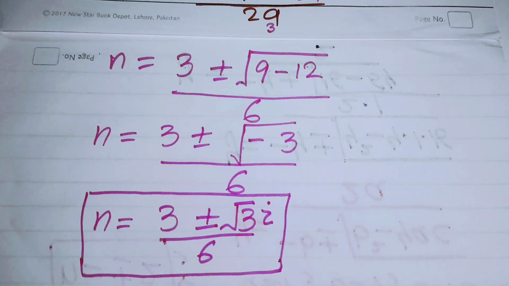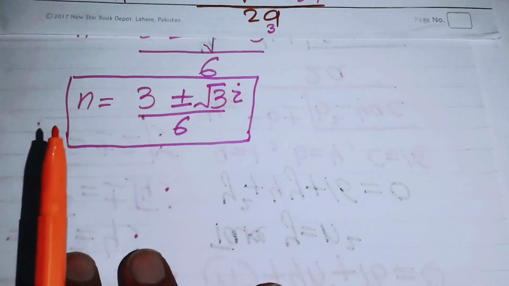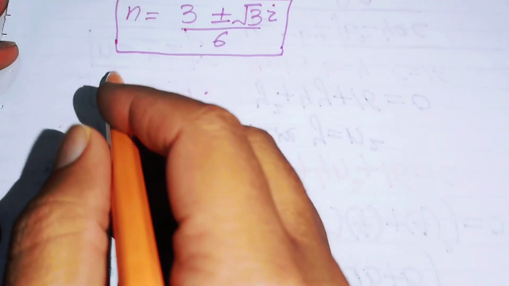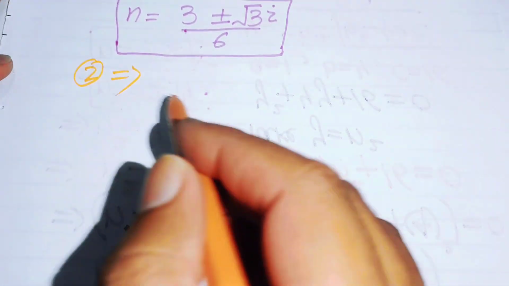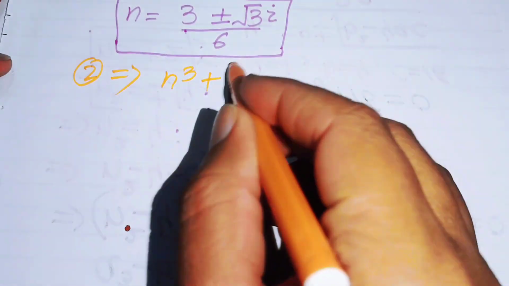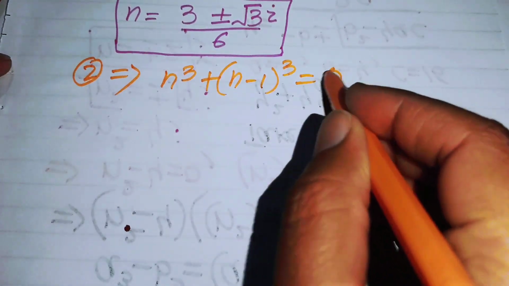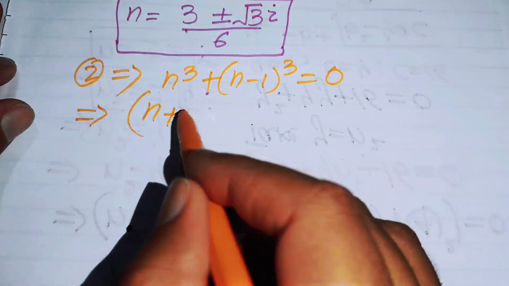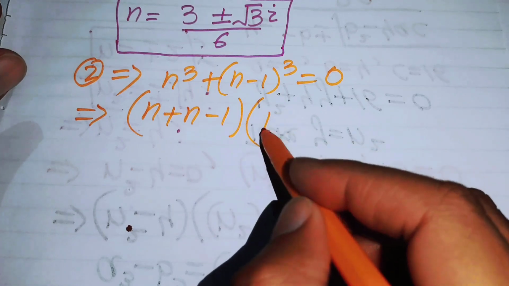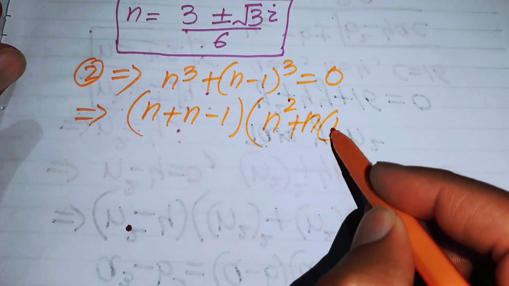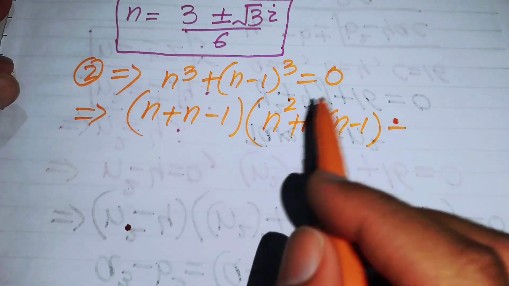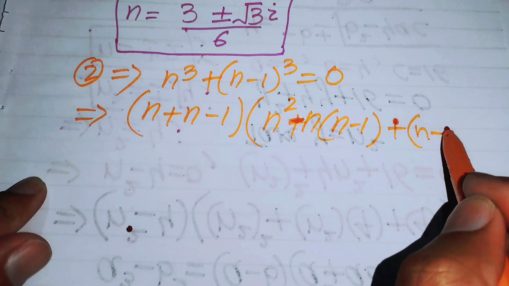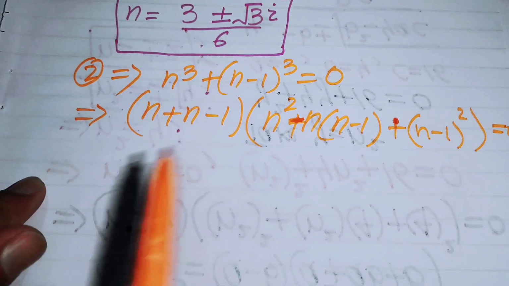And now if we solve the second case, our second case will be n cubed plus n minus 1 cubed equals 0. So this is equation number 2: n cubed plus n minus 1 cubed equals 0. Here we again use the cubic formula, and we obtain a plus b, so you have n plus n minus 1, into a squared minus ab, sorry, this is the negative sign because this is the sum of cubes formula, plus b squared, which is n minus 1 squared, and this whole equals 0.